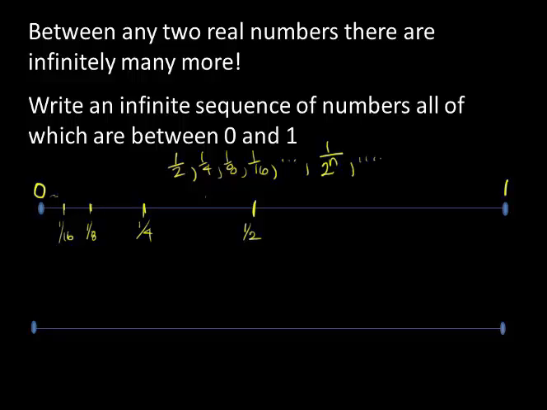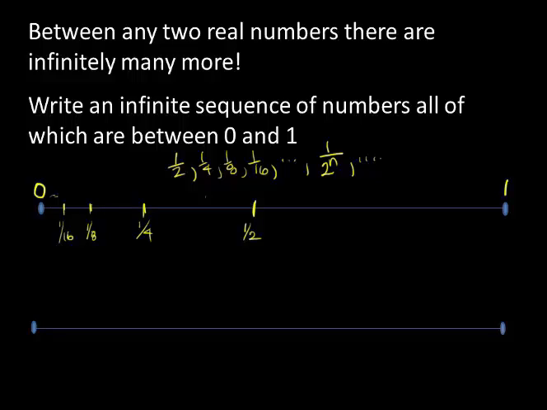Even 1/2 to the 50th is extremely close to 0. Too close for us to see. If we tried to plot the point, it would look like it was 0. But it isn't, and there's infinitely many more numbers smaller than that, but bigger than 0.